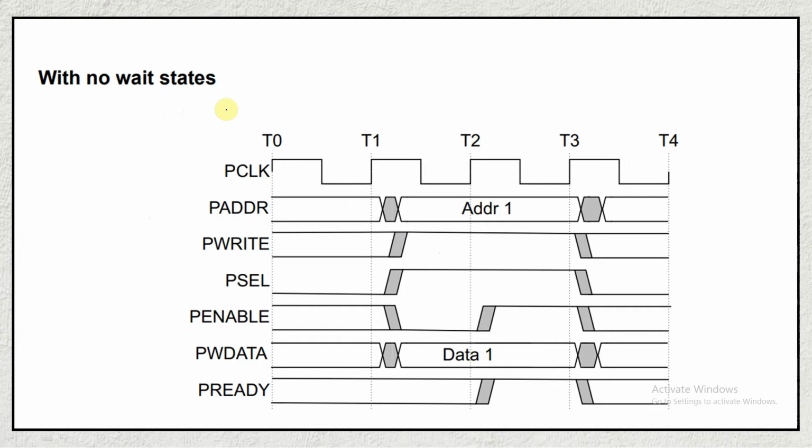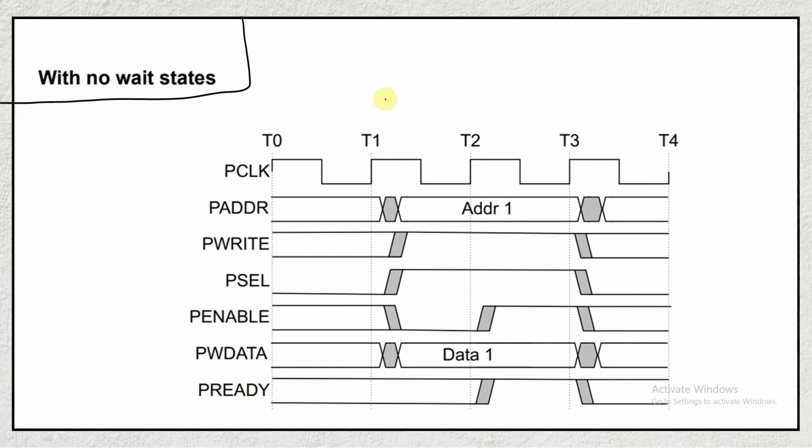If we want to perform a write transaction, what is the process that we should follow? That we will see with one example. We need to perform a write transfer with no wait state. Now, what do we mean by wait state? This we have already discussed in our AHB protocol also.